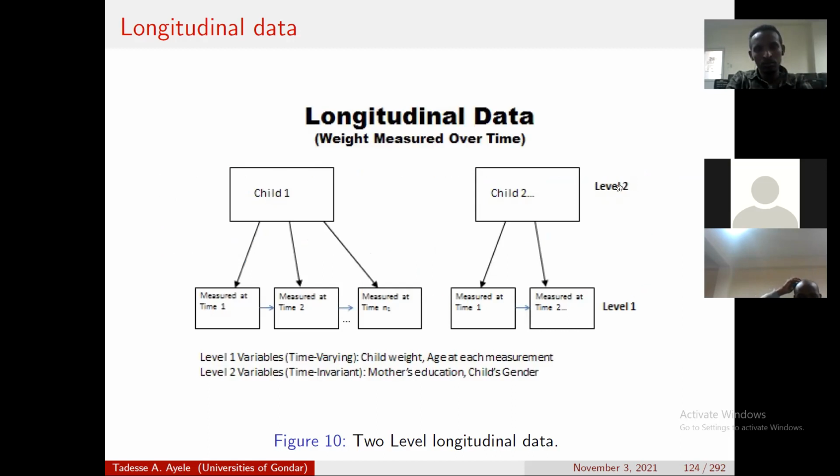Child level is a level 2 variable. So measurement, for example from child 1: measurement 1 at time 1, measurement 2 at time 2, measurement 3 at time 3. The measurements taken from the same child are assumed to be correlated. On the second child, first measurement at time 1 from child 2, second measurement at time 2 from child 2, and so on. So this is an example of longitudinal data.